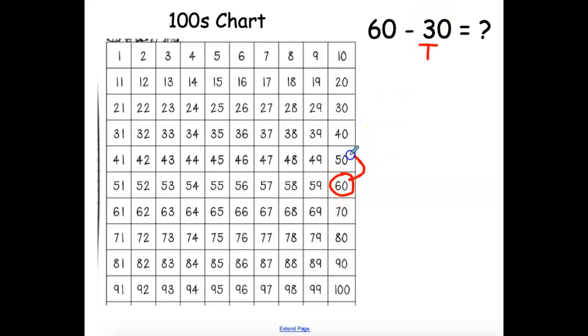So we're going to do 1, 2, 3. The number we land on is our answer. So our answer here is 30. If you don't like thinking about 3 groups of 10, you can do it like this. 60 minus 10, 20, 30. The number we land on is our answer. So 60 minus 30 equals 30.